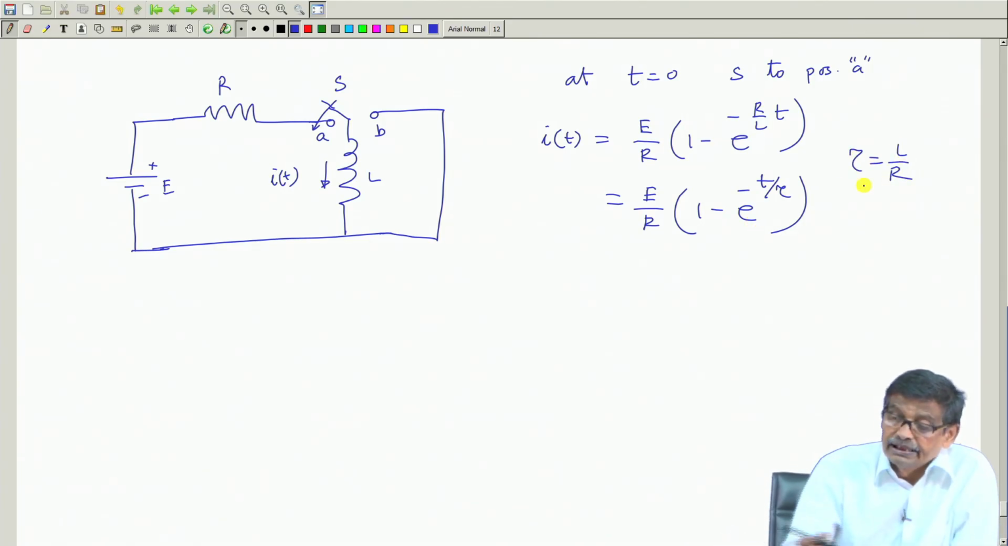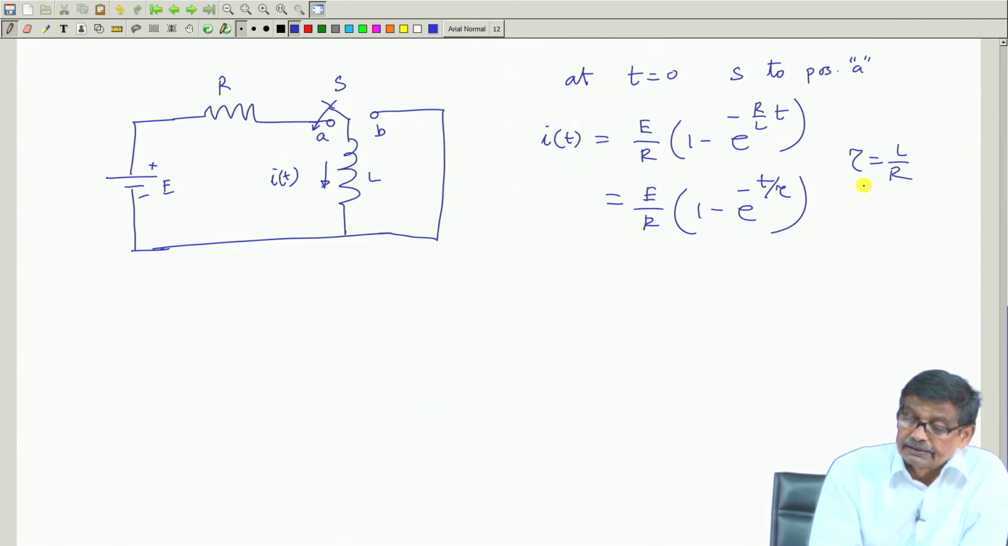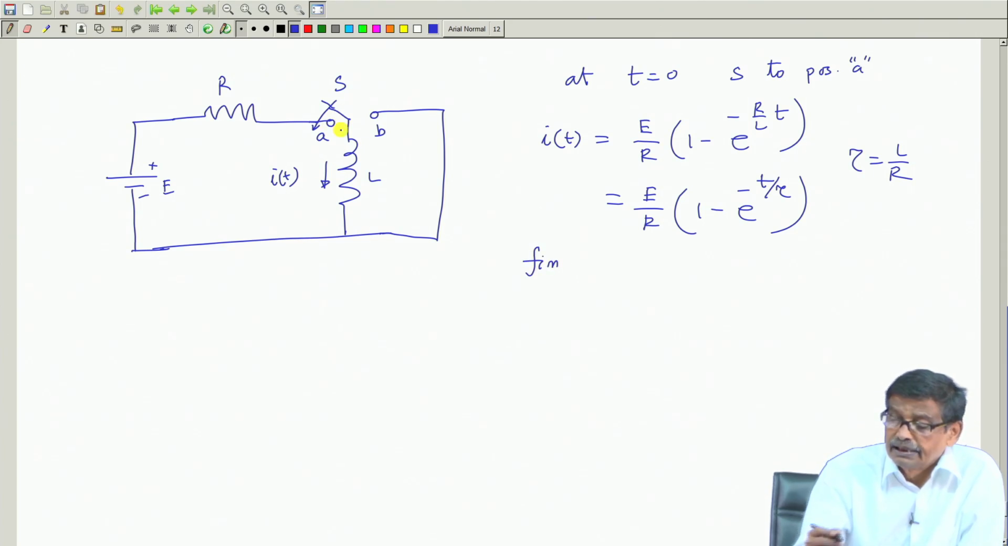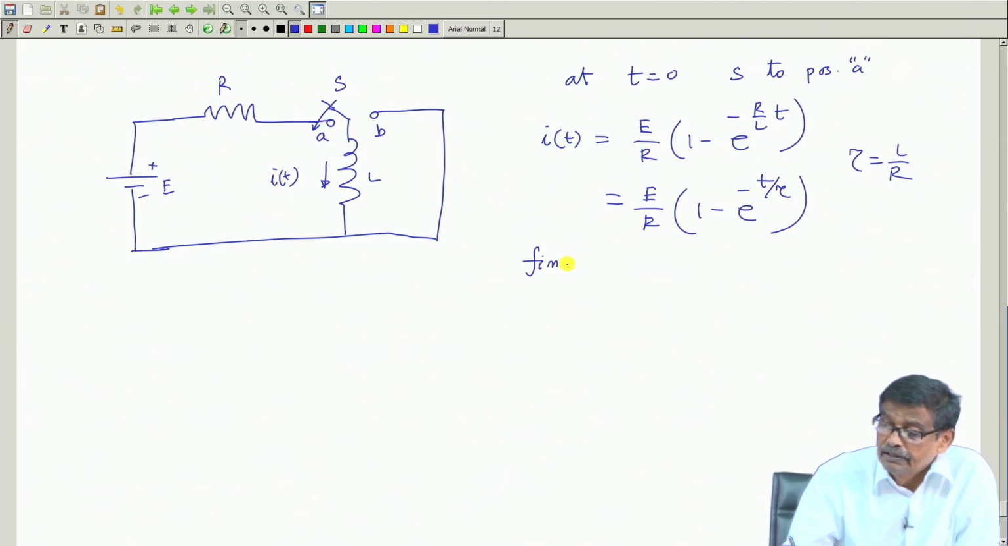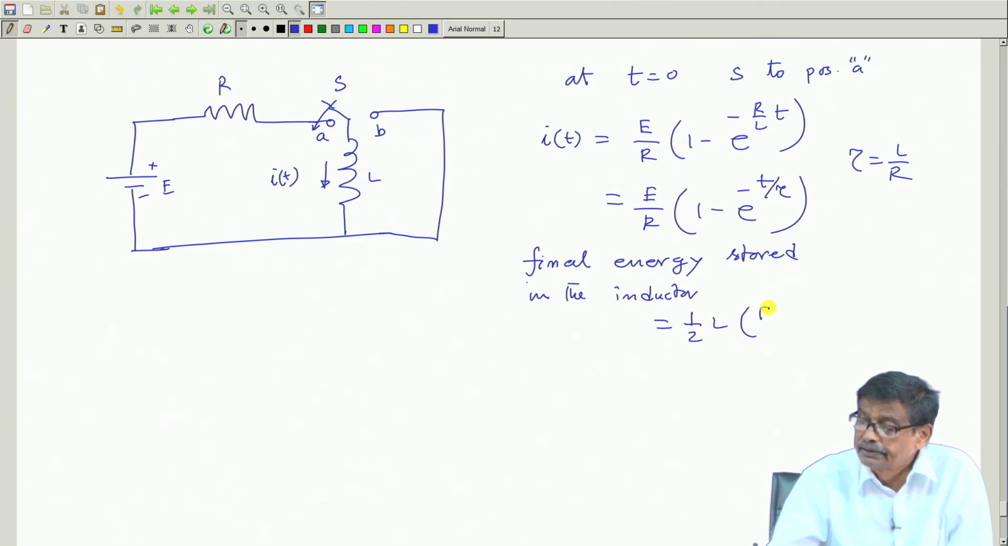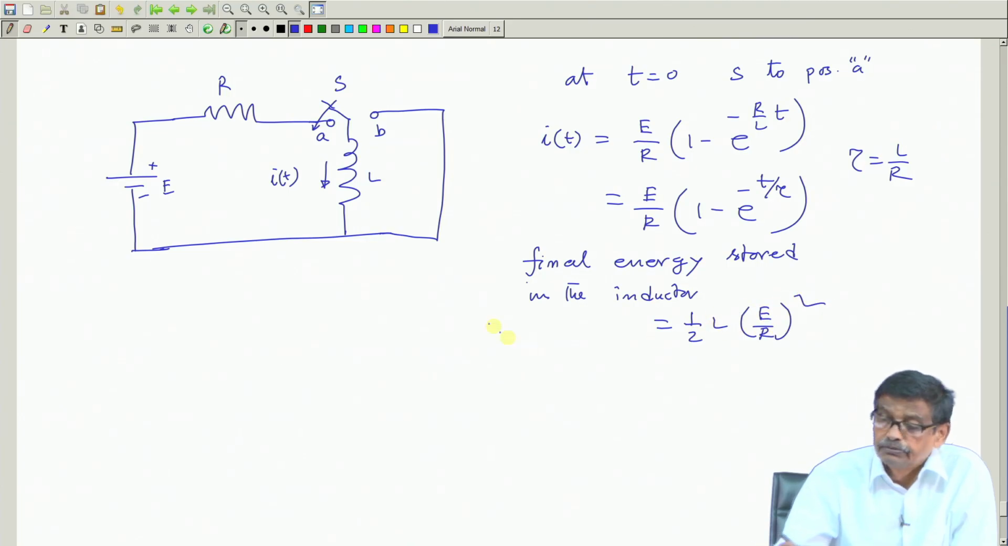Now, one good thing about charging an inductor with a resistance in series, what will be the final energy stored? Final, if you keep the switch just like that for a sufficiently long time, the final energy stored in the inductor will be half L I square, is it not? This much energy will be stored, in joules.